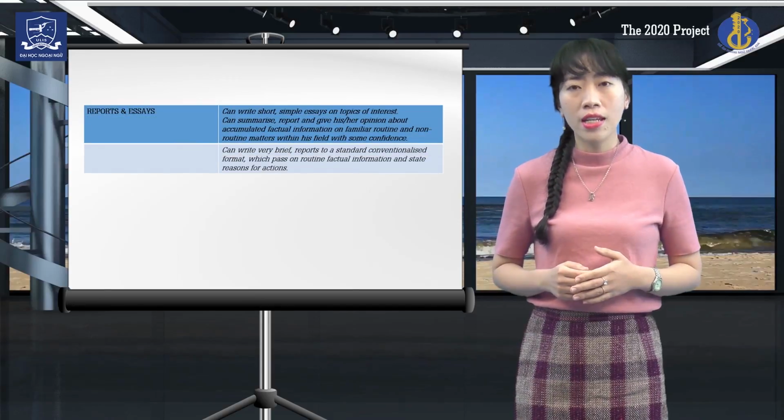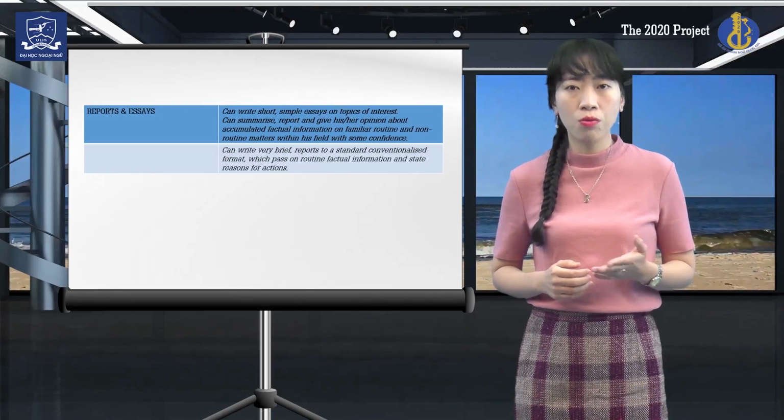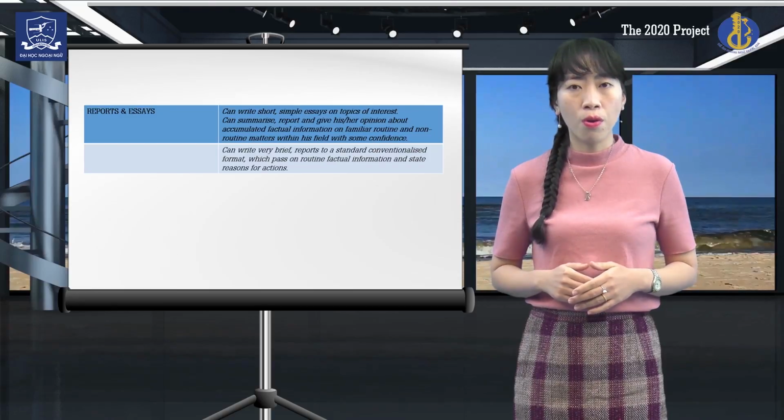What about reports and essays? We don't have this category for levels A1 and A2 if you remember. But with B1, there are 3 descriptors. 2 of them are for reports and 1 is for essay.